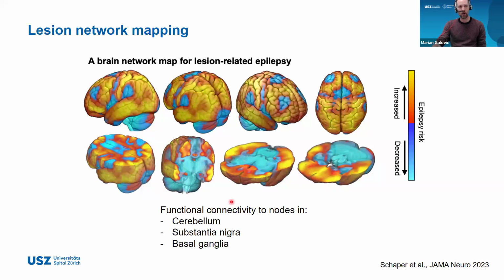The most relevant nodes that were connected to this network were the cerebellum, substantia nigra, and basal ganglia. And you may be thinking, well, this is quite odd. I mean, these are not typical regions that would be causing epilepsy if you have a lesion to these regions. But we think that these regions may constitute an inhibitory seizure network. So this may be the smallest common denominator of lesional epilepsy. If you have disconnection of these areas, you may have less inhibition, and the brain may be more prone to developing seizures. Very exciting data.